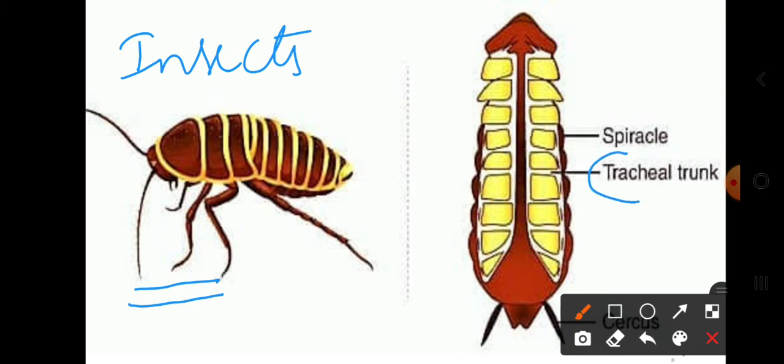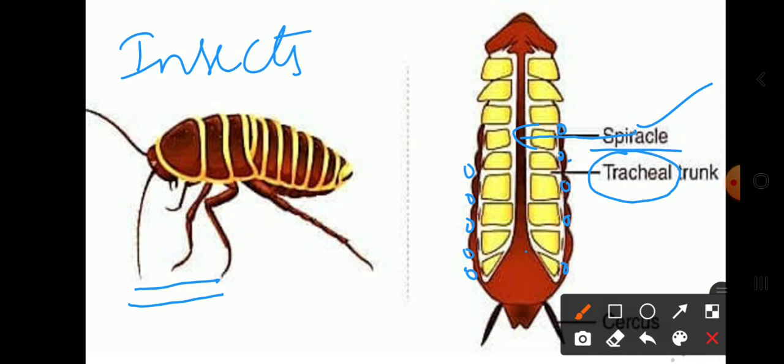Those tube-like structures are nothing but your trachea. These trachea open with a small opening on the lateral side of the body. These openings are called your spiracles. With the help of spiracles, the diffusion of oxygen and carbon dioxide occurs through the tube-like structures that are called your trachea.